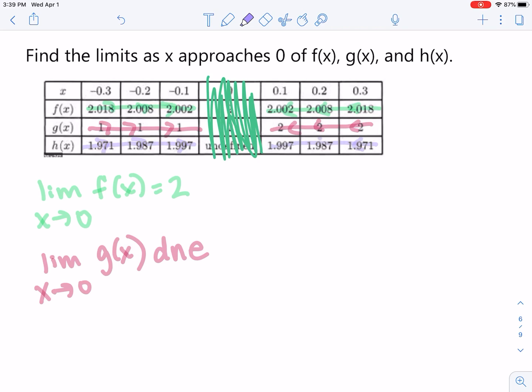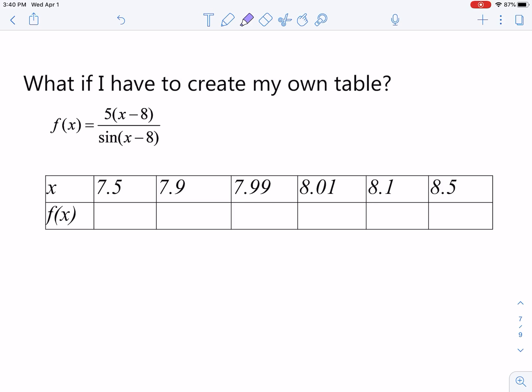What about coming from the right? Are those also 2? Yeah, so the limit as x approaches 0 of h of x will be 2. Okay, so that's how to do limits with a table. The only additional thing you may need to do is what if you don't have the table? What if you have to create your own table? And that's where technology comes into play, okay?